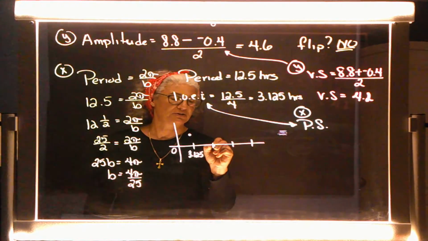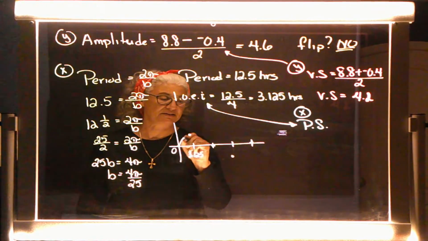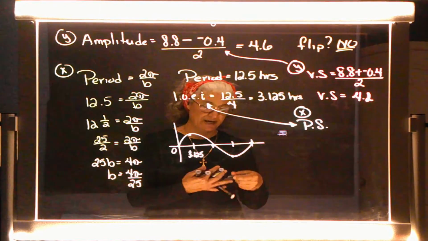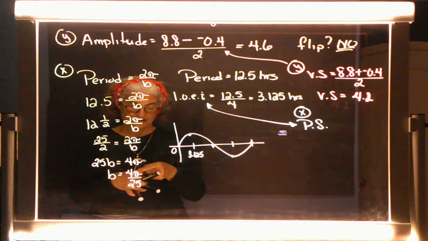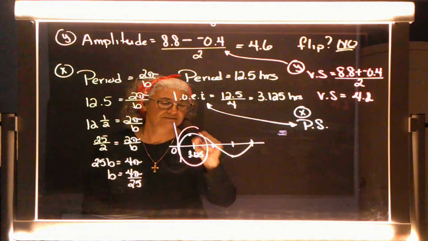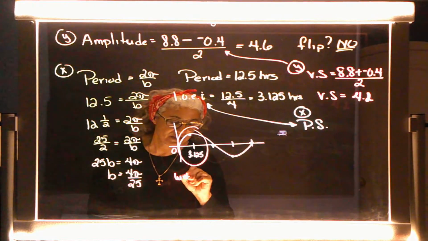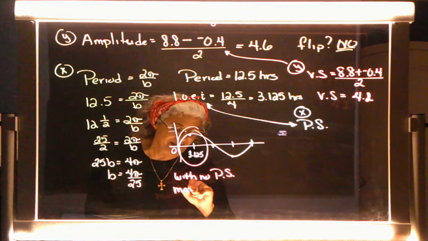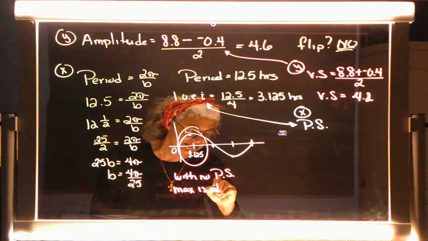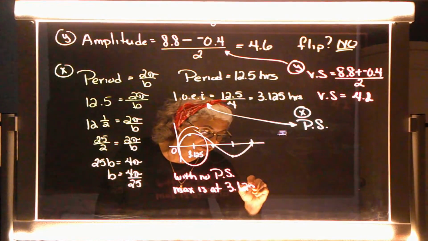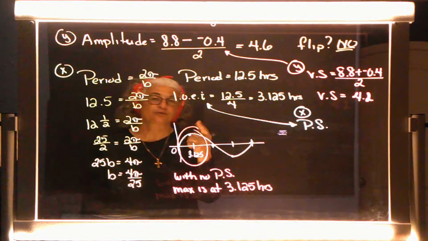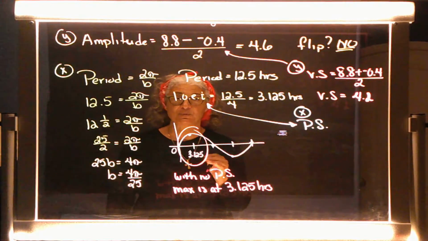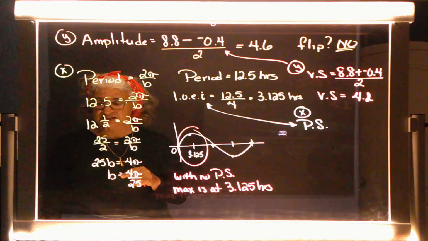Okay, so I know sine is the mountain to the valley. Based upon this graph, with no phase shift, the max is at 3.125 hours. That's what LOE is showing me. With no phase shift, the max is at 3.125 hours. That's what it's telling me.